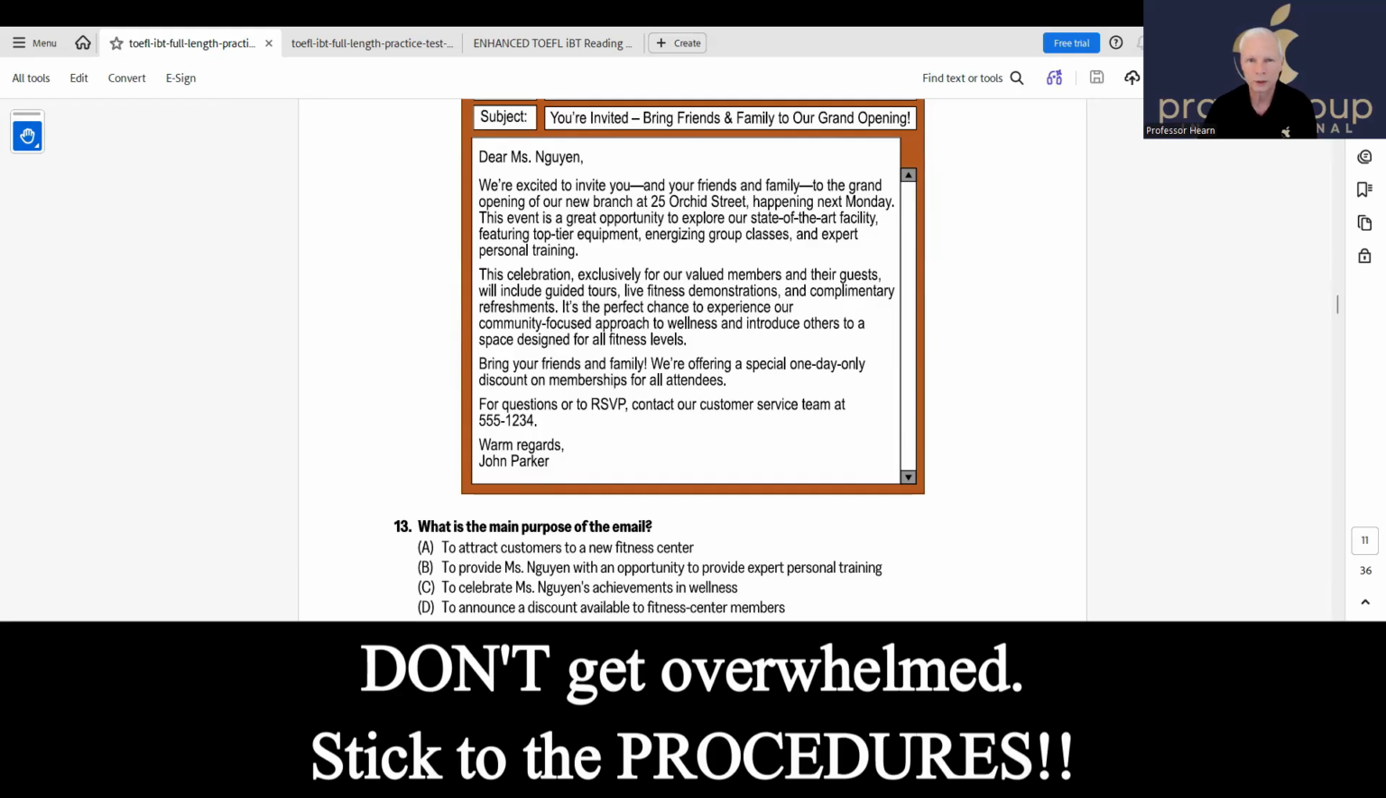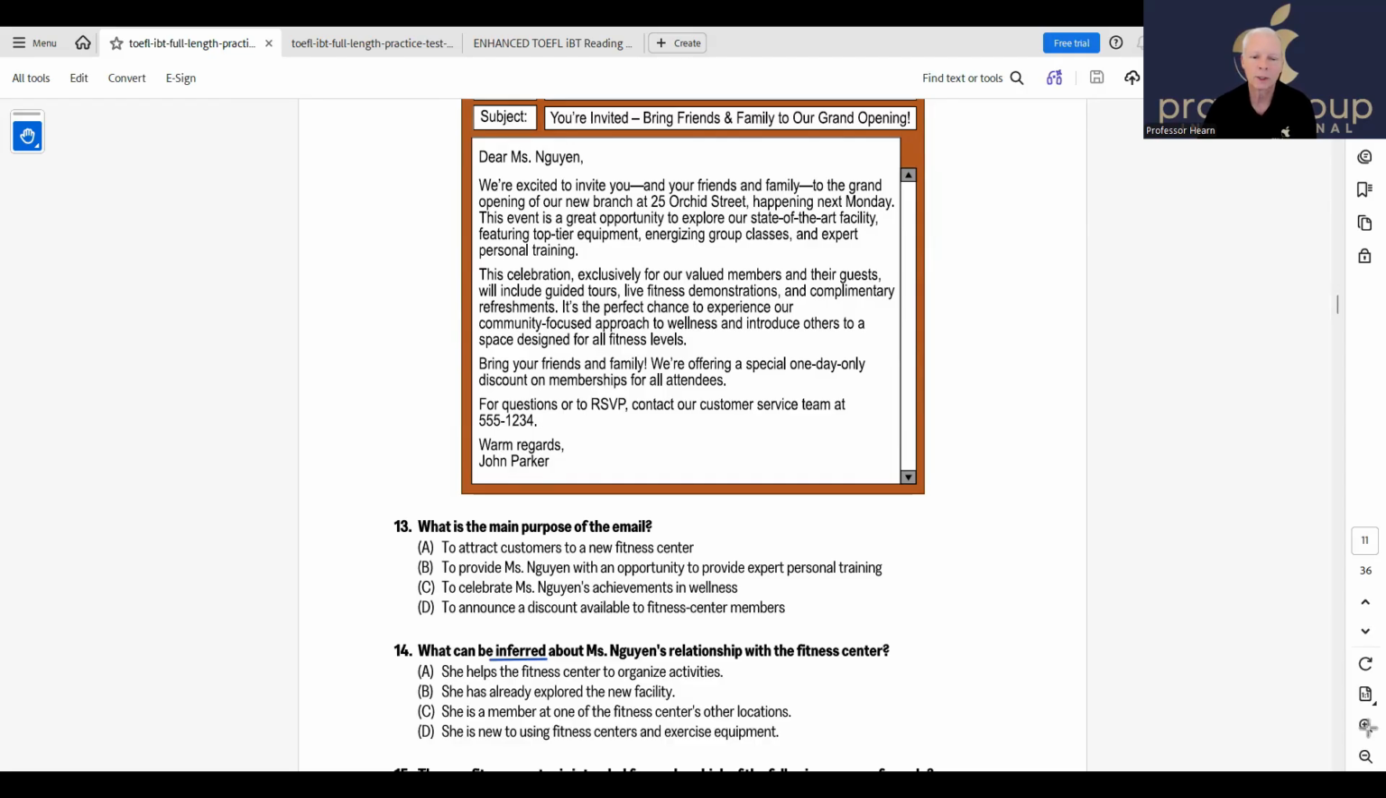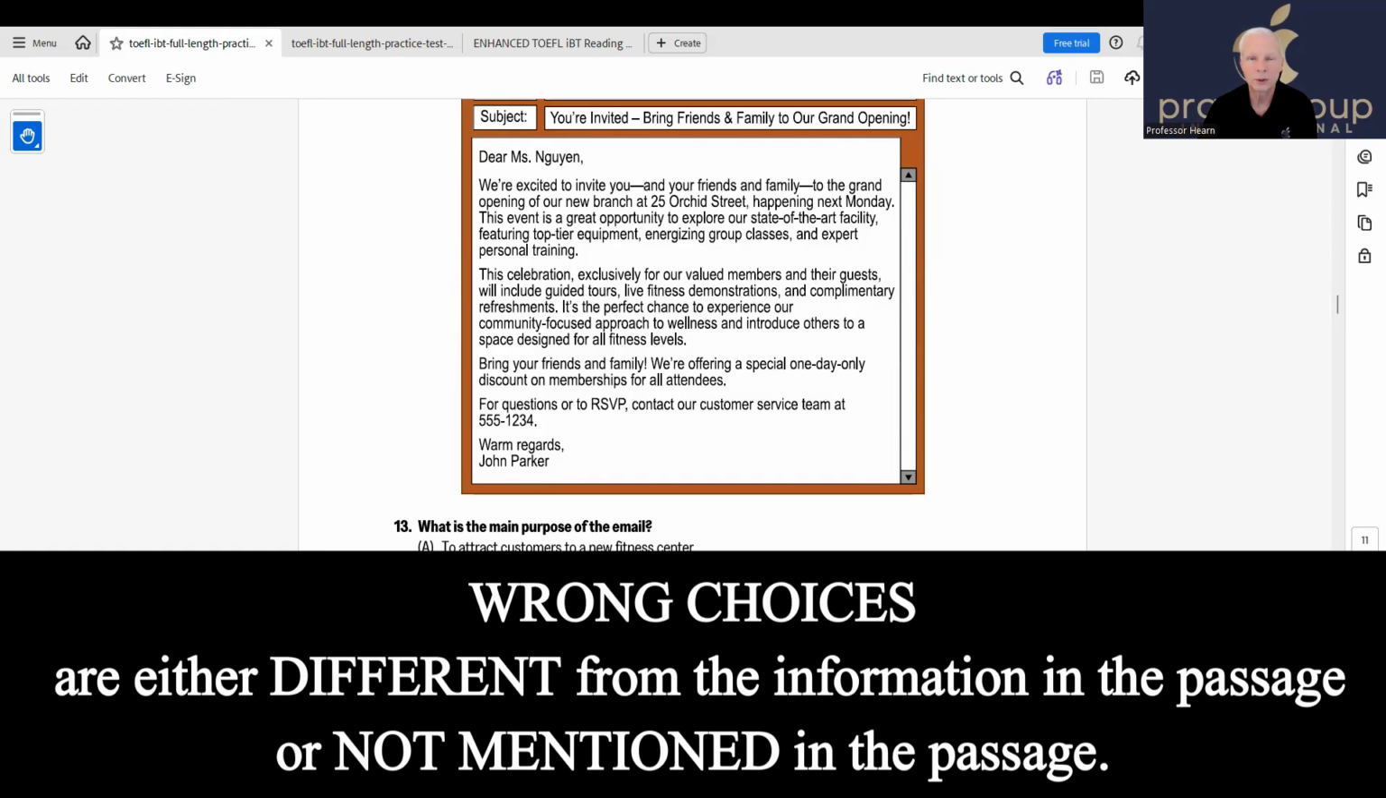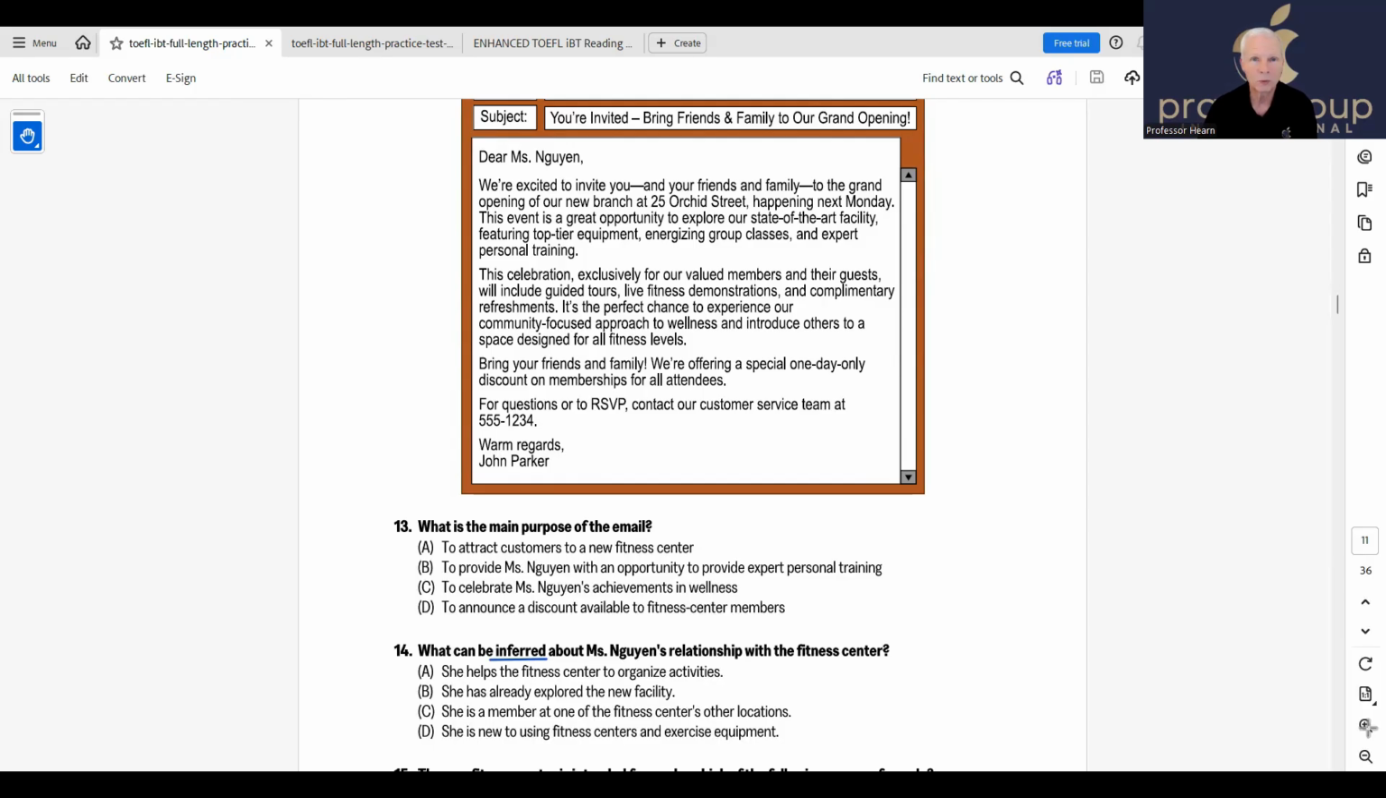Remember, we're asking, what is the question about, and what does it ask about that? What is it asking about this person? What is this person's relationship with the fitness center? Now, it's easy to understand this question. Let's find the related sentence in our passage so that we can use it to eliminate wrong choices. And that is choices that are different from what's stated in the passage or not mentioned. So step number 4 is using our information from the question to find the related sentence in the passage.